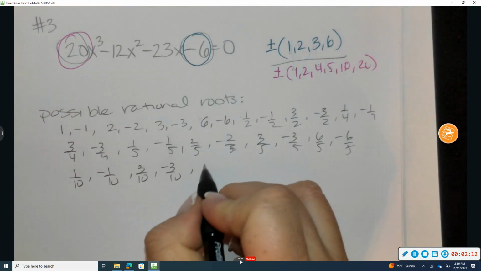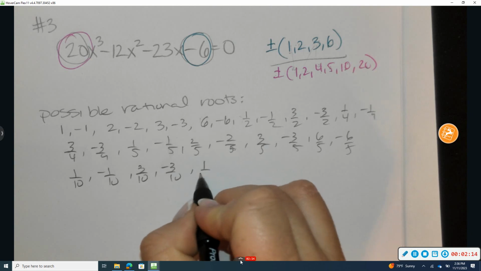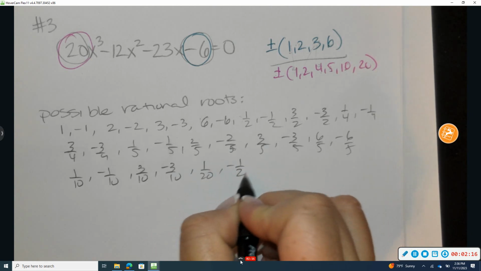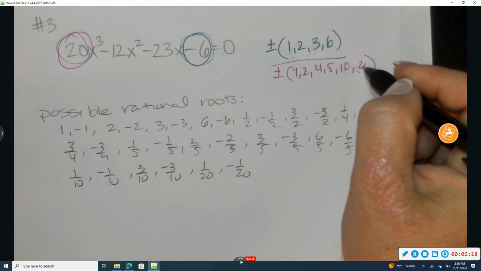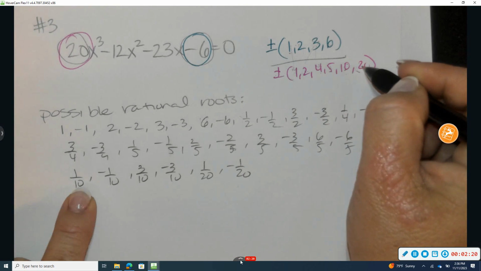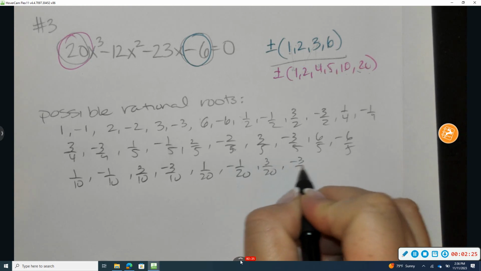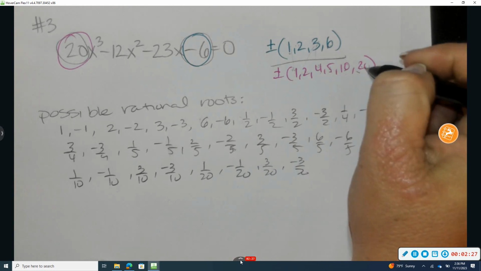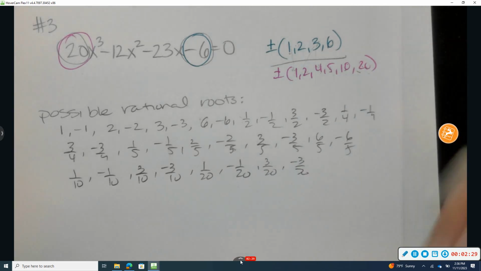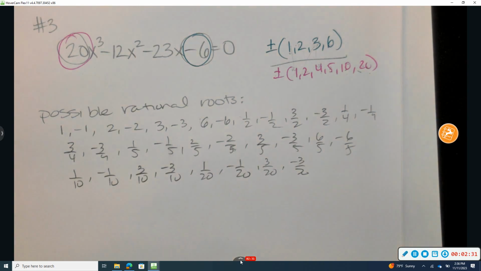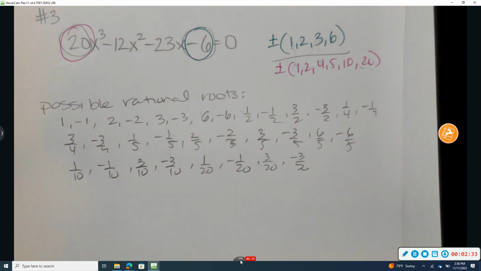Let's go on to 20. So when the denominator switches to 20, I have 1 over 20 and -1 over 20. 2 over 20 is going to reduce down to 1/10. 3 over 20 we need to list. It's not on there, and it can't be reduced. And 6 over 20 is going to reduce down to 3/10, which we already have. That is a lot of rational roots. I just want to find one that works.